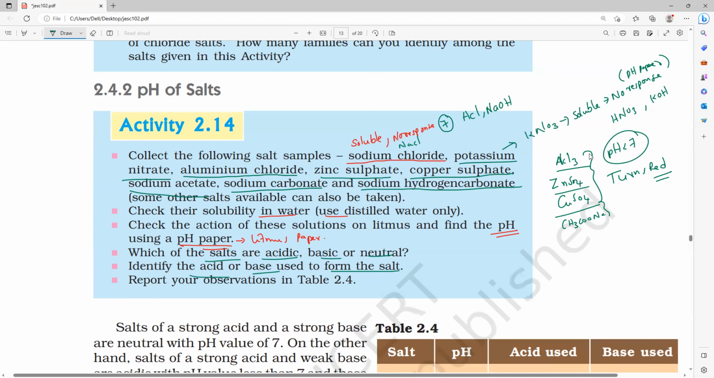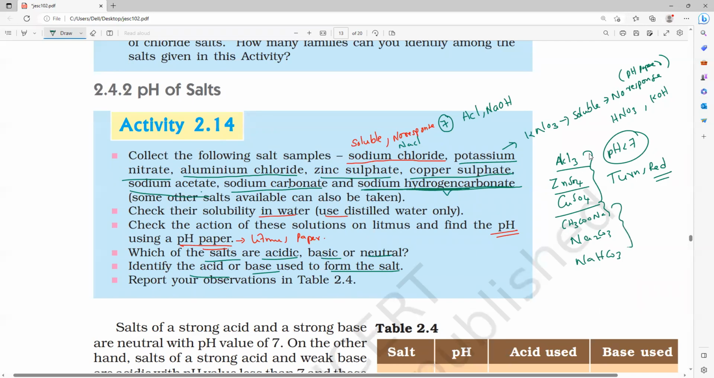Understand? And the parent acid and parent base, I will give you in the tabular column of salts. Next, sodium acetate formula: CH3COONa. Sodium carbonate formula: Na2CO3. Sodium hydrogen carbonate: NaHCO3. We can also call it sodium bicarbonate; bicarbonate or hydrogen carbonate, both are the same.